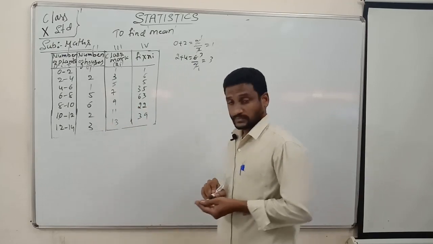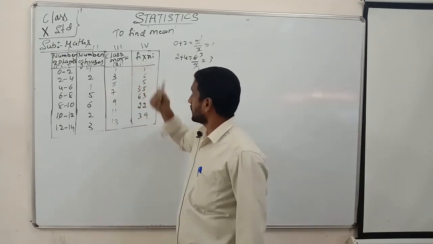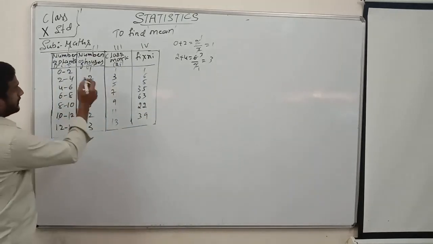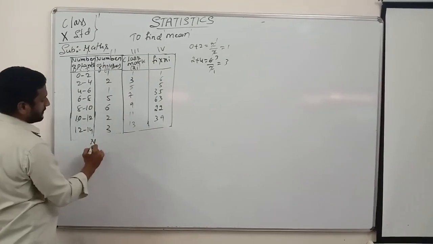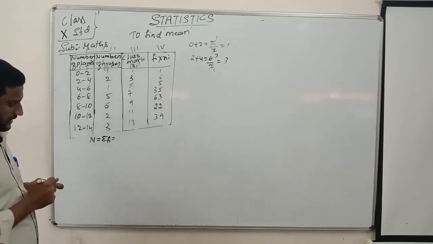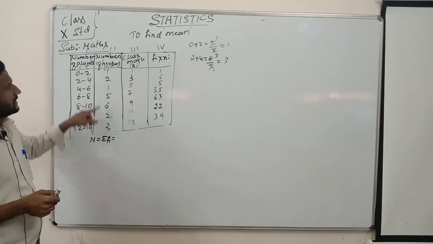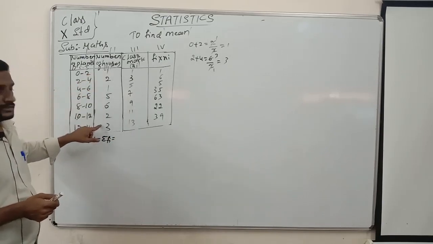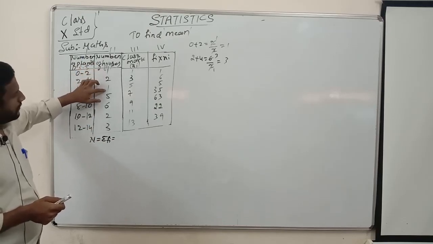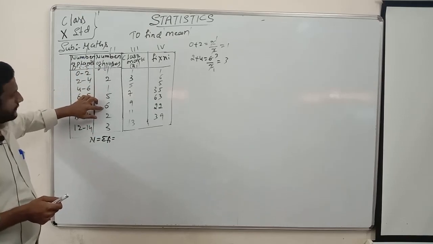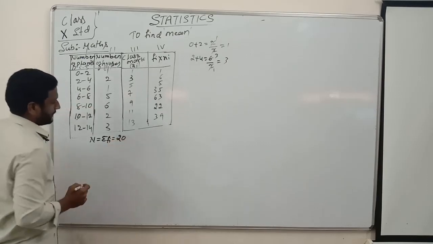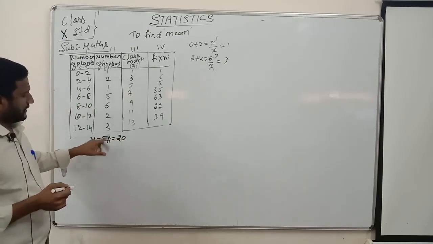So after getting all the values of fi into xi, before that, what he has given, the number of houses, is represented by n or sigma fi also. This is the Greek letter sigma, so it indicates summation, which means all the fi values you should add here. How much are you getting here? 1 plus 2 is 3, plus 1 is 4, 4 plus 5 is 9, 9 plus 6 is 15, 15 plus 2 is 17, 17 plus 3 is 20. So the n value is 20, or sigma fi is 20.